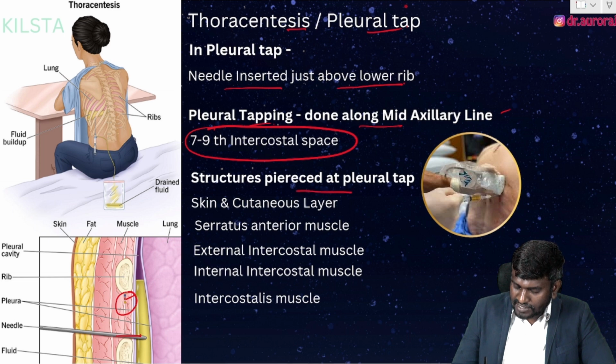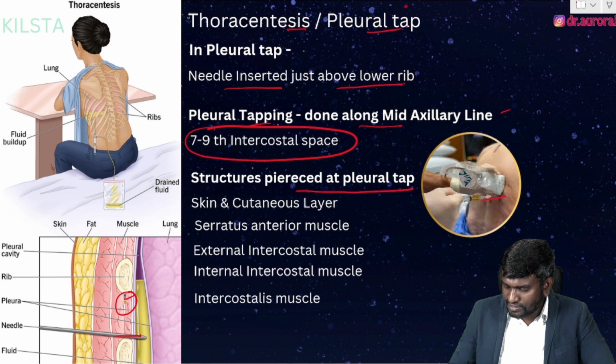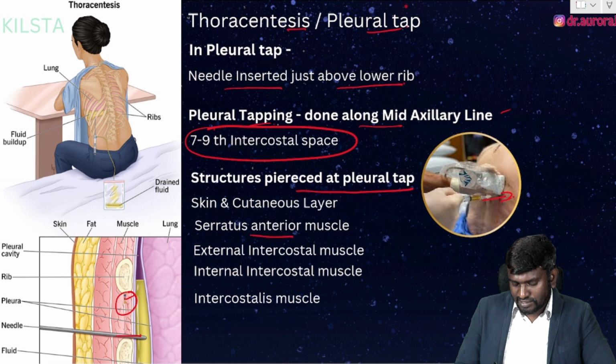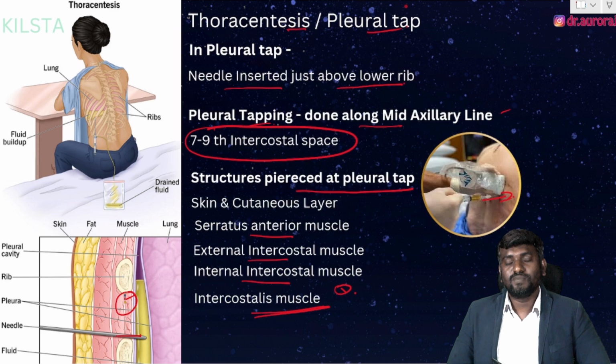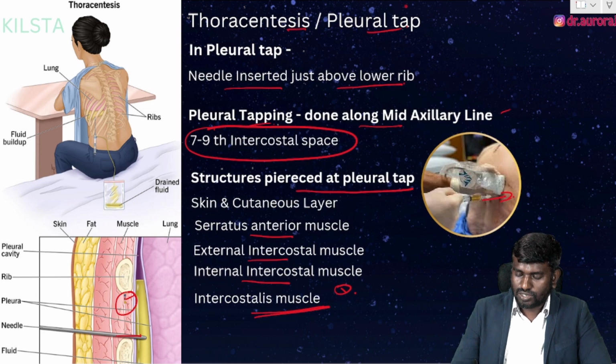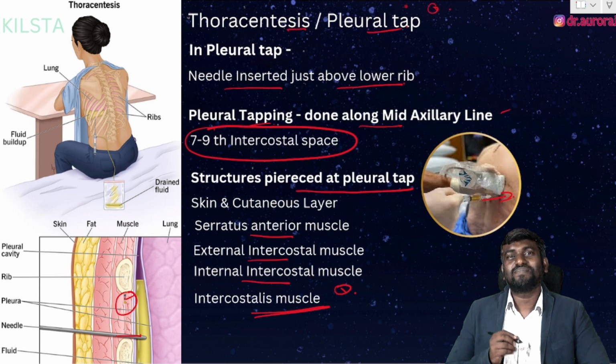The structures which are going to be pierced in the pleural tap are, first, the skin and the cutaneous layer. Next, it is going to include the serratus anterior muscle, external intercostal muscles, internal intercostal, and then innermost intercostal muscles. These are all the structures which are going to be penetrated when you perform what? Thoracentesis, or so-called pleural tap.